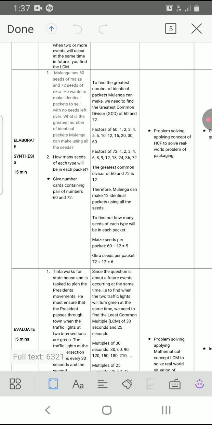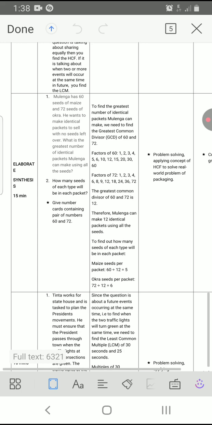Elaborate or synthesis stage, which is 15 minutes. We have given a scenario involving highest common factor, and then we have also given a scenario, which is number 2, where after solving the first scenario, a child will also go on and analyze the second part of the question because it is dependent on the first.